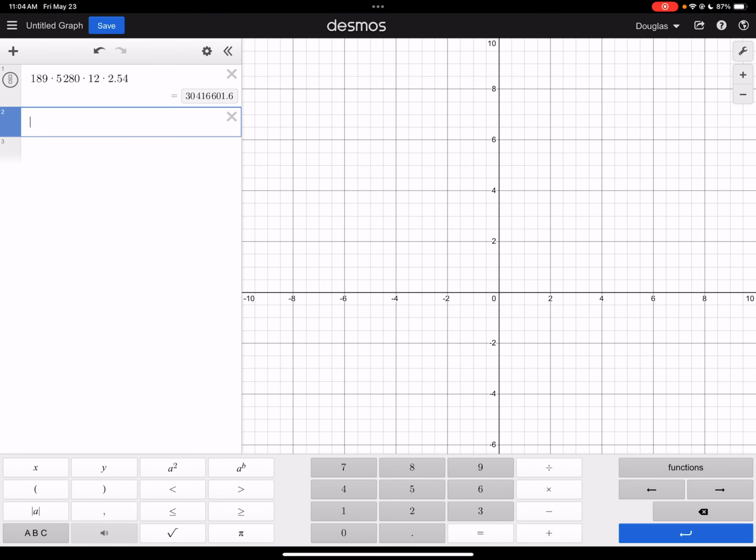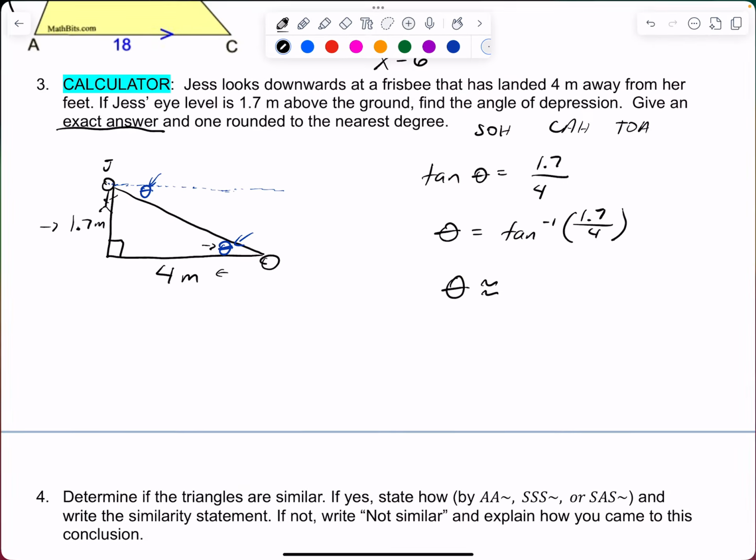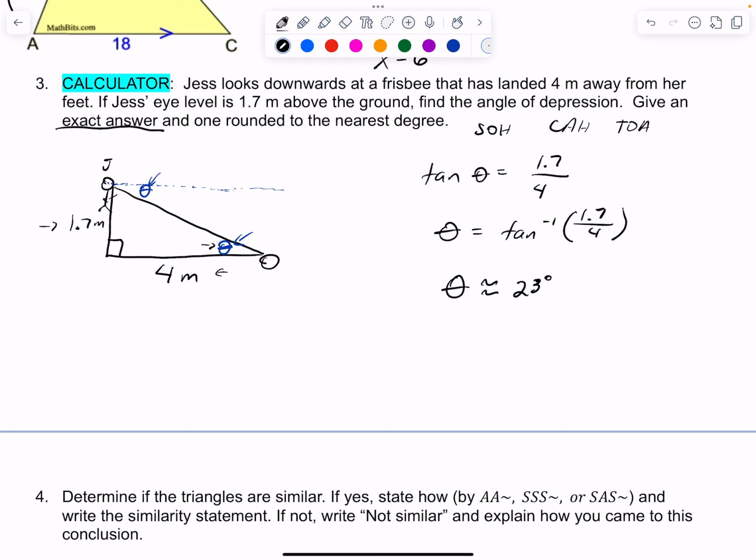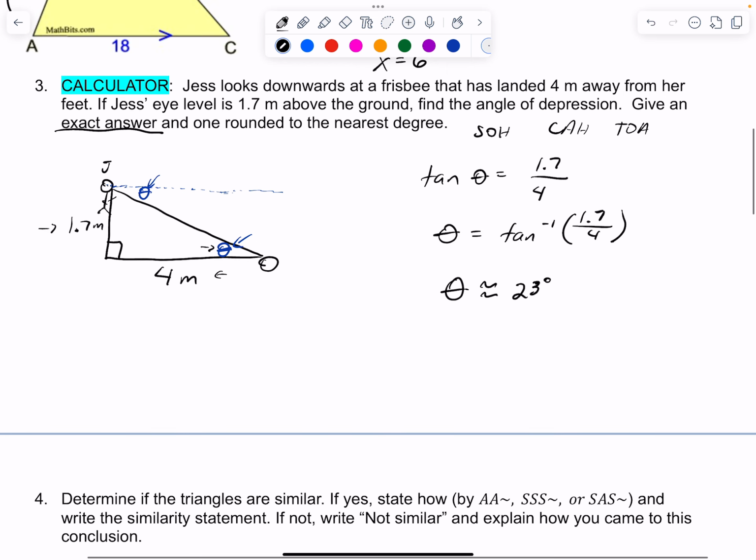So tangent to the negative first power is here, and my fraction is 1.7 over 4, which is to the nearest degree approximately 23 degrees. All right, that is number 3.